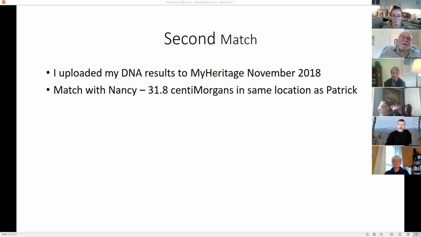So in November 2018, I uploaded my DNA results to MyHeritage. Now, DNA results are stored as a digital file, so you don't have to take a second test. You can upload that file to a different DNA service for a very small fee, much less than taking a test. And it's the same DNA. Your DNA basically doesn't change.